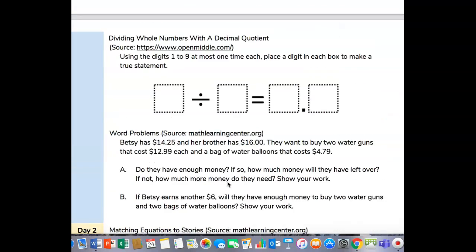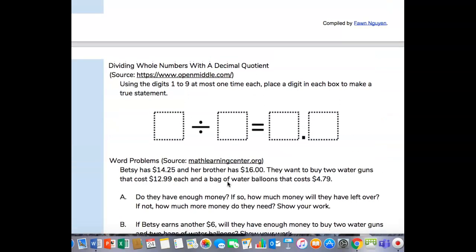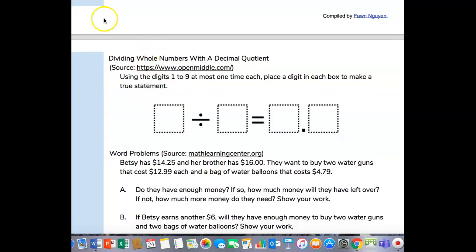All right, so this one says dividing whole numbers with a decimal quotient. Using the digits 1 to 9, at most one time each, place a digit in each box to make a true statement. So guys, all you're doing here is your biggest number is going to go here. If you want to put a 9 in there, that's fine, or an 8 or a 7. Just make sure it does not come out even. That's all that you're doing. So if you put a 9 in here and a 2 in here, you're going to come up with a decimal answer.